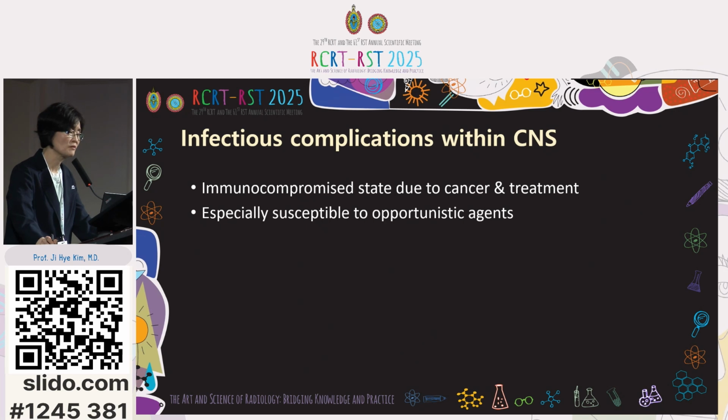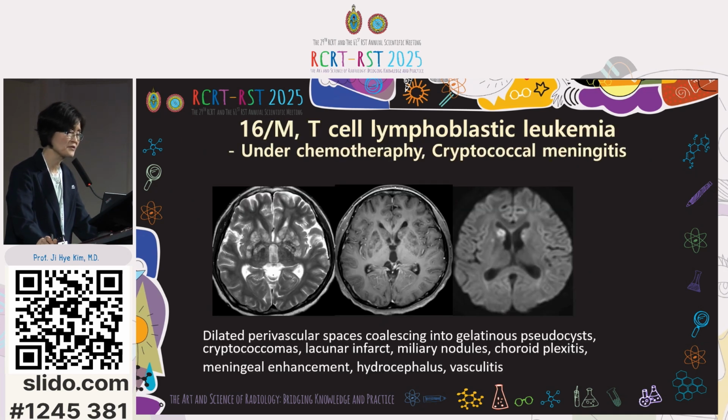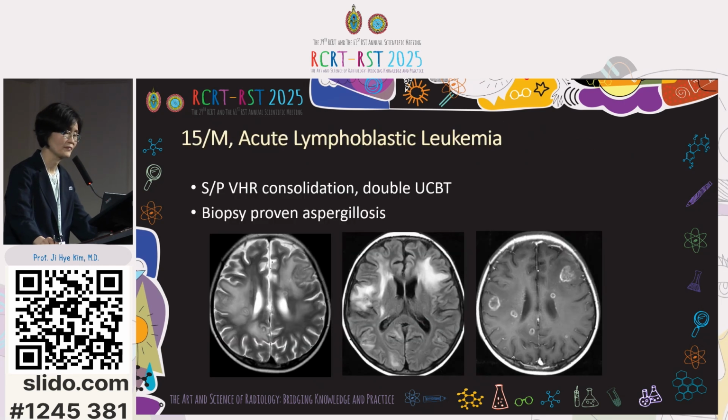Because the patient becomes immunocompromised due to cancer itself and the treatment, opportunistic agents can cause infection. I will show you a couple of cases. This is a patient with leukemia and cryptococcal meningitis. We can see multiple coalescing gelatinous pseudocysts in both basal ganglia along the perivascular space without significant enhancement and some diffusion restriction, which may be due to thick cyst content or acute infarction due to vasculitis.